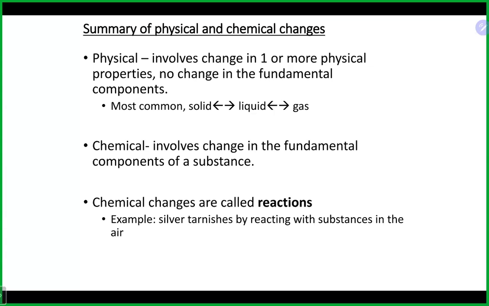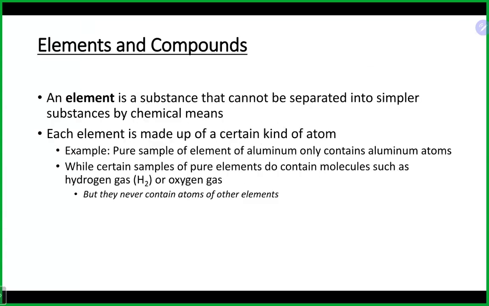Chemical changes, like I said, are usually referred to as chemical reactions. Silver tarnishes by reacting with substances in the air. It goes through oxidation and makes silver sulfide. And again, fundamentally different things.